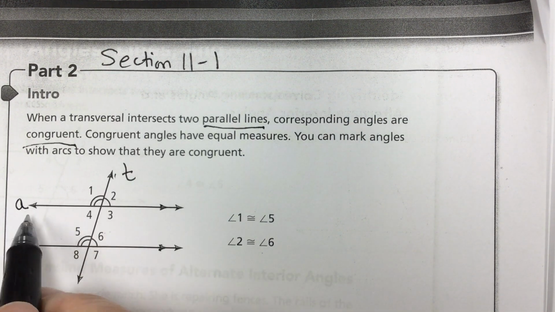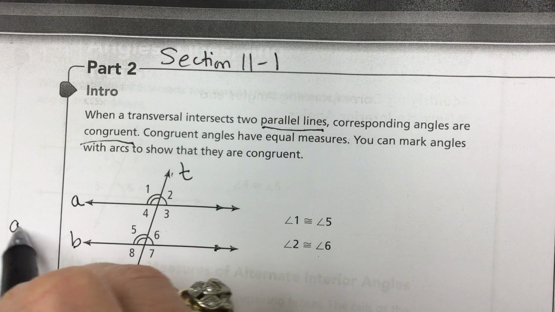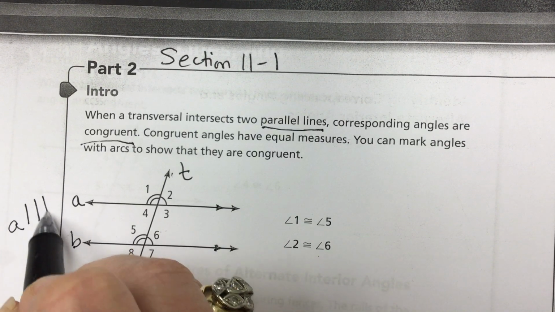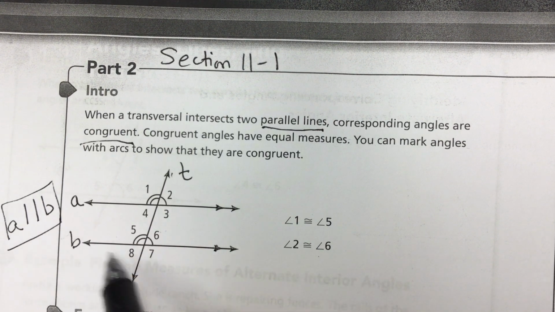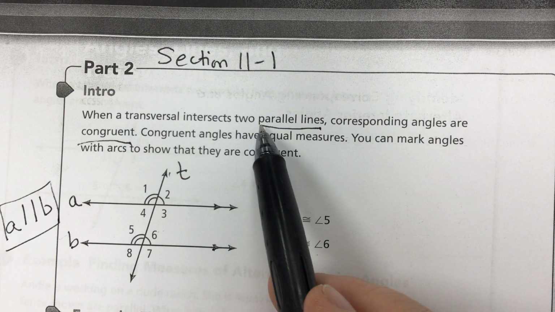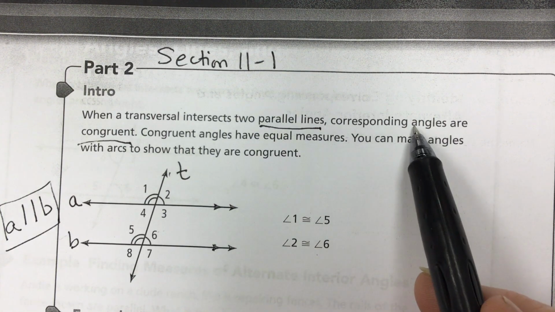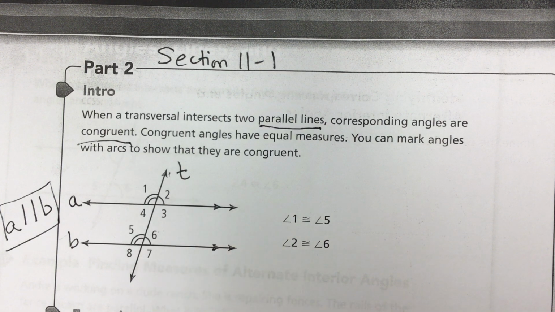So if I name this line A, this line B, I could now say that A is parallel to B. We use two straight vertical lines to mean parallel. A is parallel to B. So when a transversal intersects two parallel lines, corresponding angles are congruent. Before we can say that corresponding angles are congruent, we must know that lines are parallel.